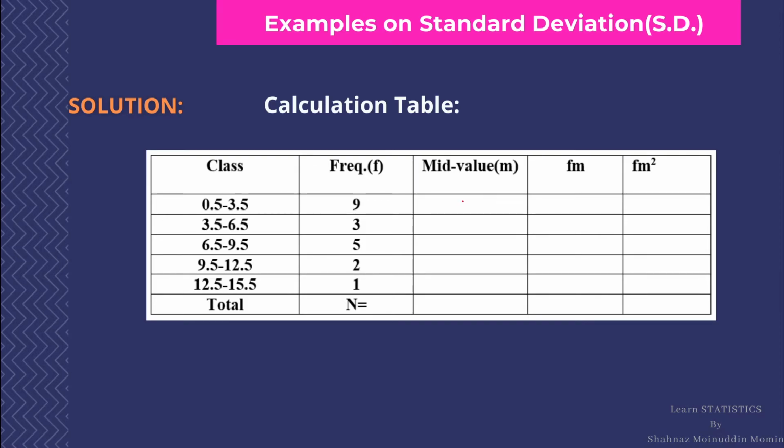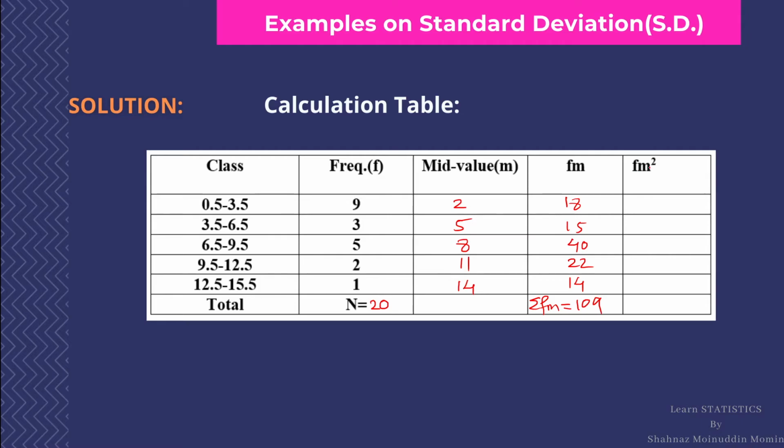2. Next is 3.5 plus 6.5, that is 5, 8, 11 and 14. By adding all the frequencies, we get n as 20. Now multiply m with f, that is 9 into 2, 18, 3 into 5, 15, 5 into 8, 40, like that, 22, 14. By adding this column, we get sum of f into m is equal to 109.